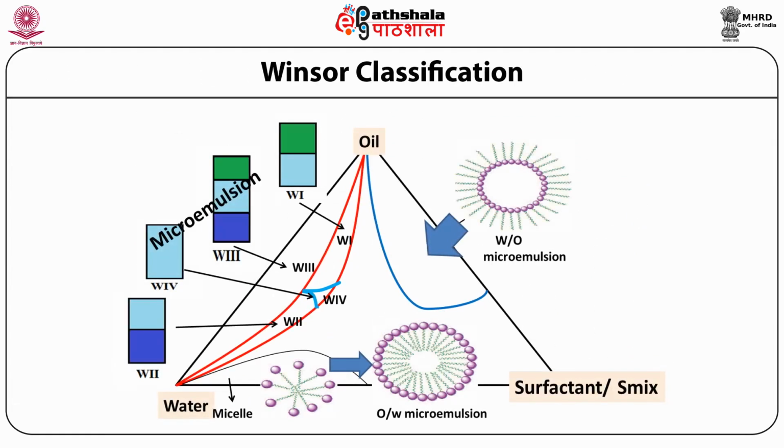Now, to identify the different textures which are obtained while preparing a phase diagram for the optimization of microemulsion, the Winsor classification was used. Winsor classification is on the basis of the type of area or region you have obtained. We classify Winsor 1, Winsor 2, Winsor 3 and Winsor 4 microemulsion areas.